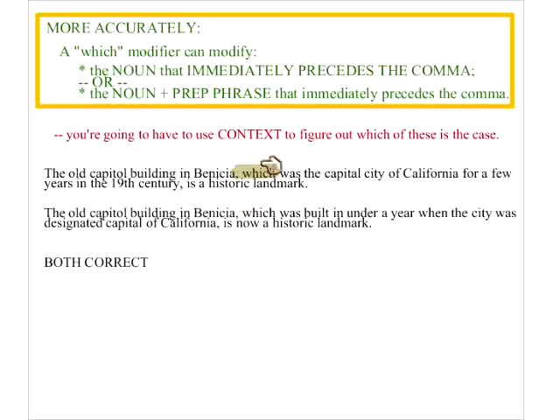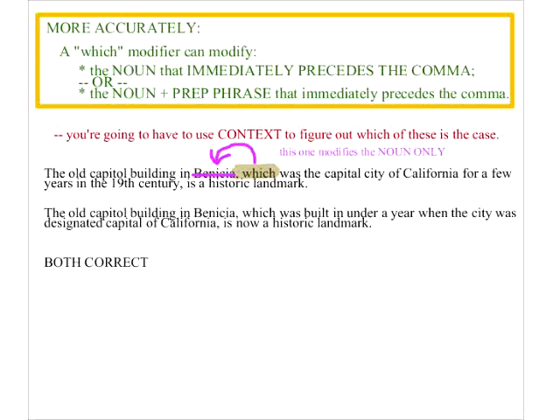So the only thing that makes sense here is we're talking about Benicia, which was once the capital city of California. So this is a modifier that works the normal way that the book describes, as a starter, where this is just talking about Benicia. You can figure that out from context. So in this case, this one modifies the noun only. Smiley face if that makes sense. If you have any questions, please type them in the text box.